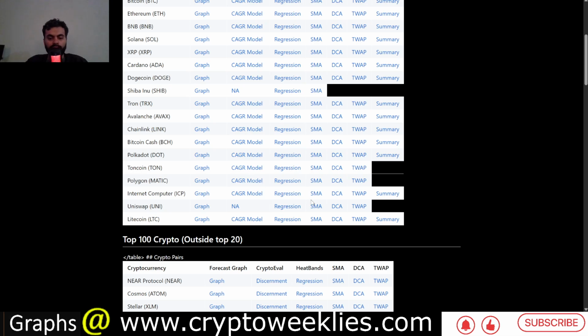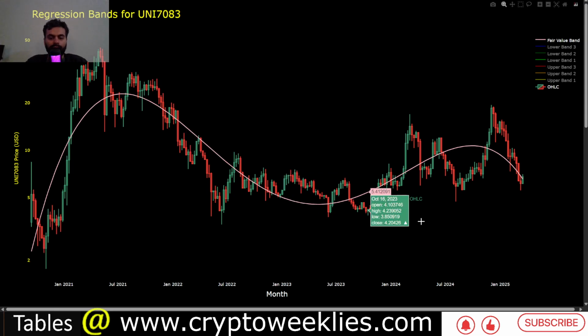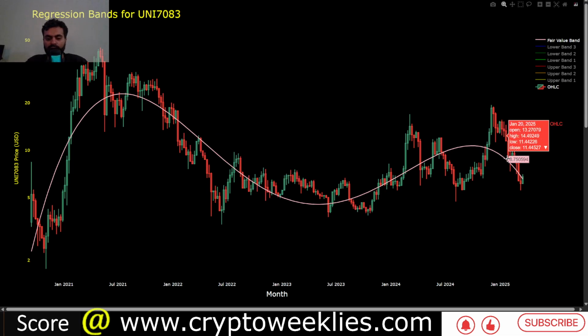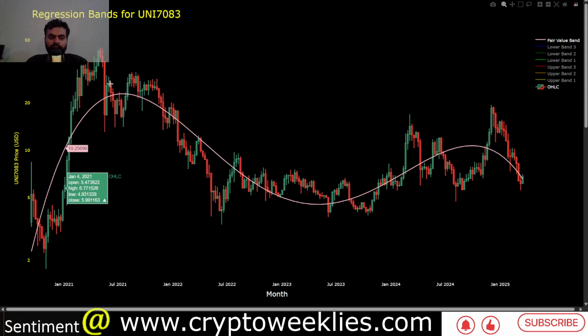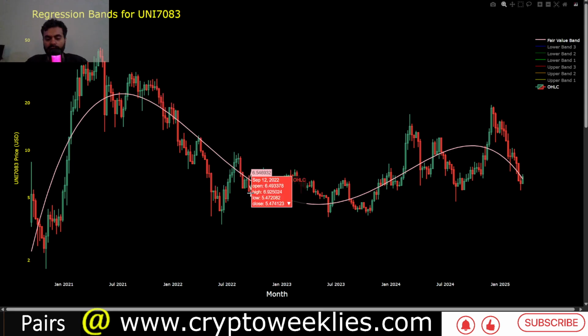If we now focus our attention on the regression based valuation of UNI, this polynomial regression function in this pink line wrapped around the weekly candles helps identify the fair value in a non-linear fashion. That is, what is the fair value in the bull market, and what in the bear market, where that fair value does decline with time, accumulating below.